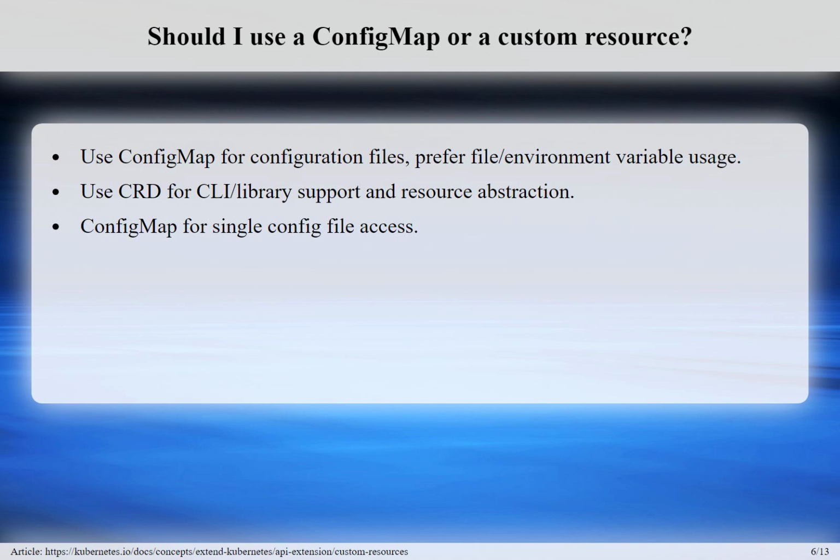Config maps are ideal when you have a single configuration file to be consumed by programs in a pod and prefer simpler access methods like files or environment variables over direct API usage. Secrets provide a secure equivalent to config maps for handling sensitive data, leveraging similar functionality while ensuring confidentiality.